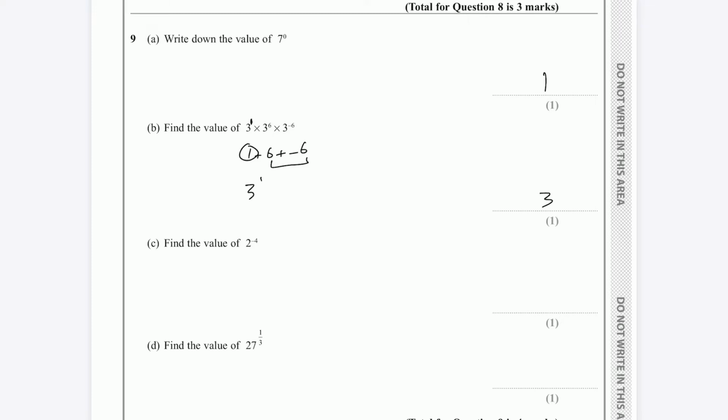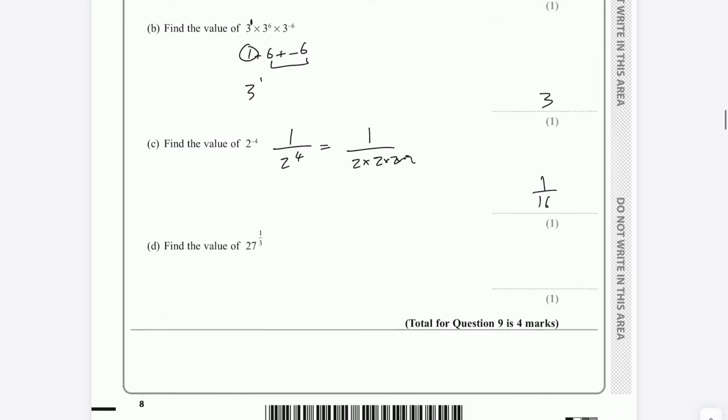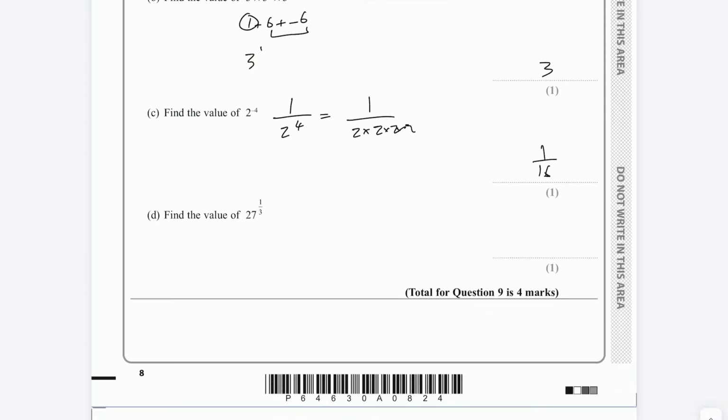Whenever you have a negative, it's just the same as writing 1 over. So here we can write 1 over 2 to the power of 4. Now the negative's gone, so that leaves me with 1 over 2 times 2 times 2 times 2, which is 1 over 16. And finally, the last one here is a cube root, so this becomes 27 cube root. What 3 numbers do I multiply together to give me 27? That's 3.